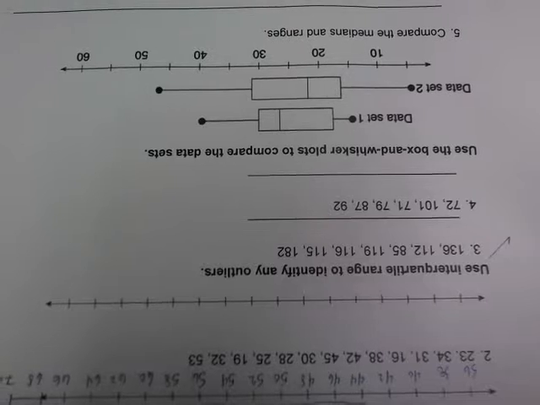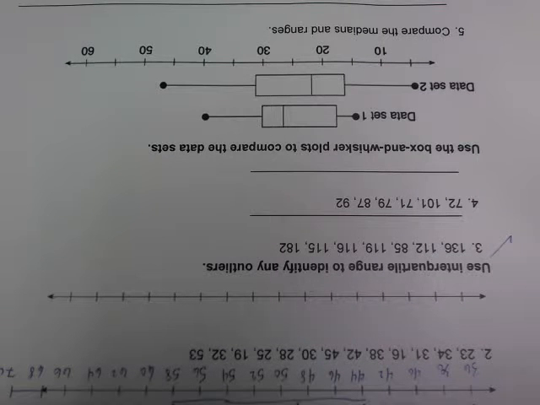We'll also take a look here at number 3. Number 3 is asking me to use the interquartile range to identify outliers here. So if I'm finding the interquartile range, I'm really doing all the work for a box and whisker plot, but I'm not actually making a box and whisker plot. So let's go ahead and set it up though.